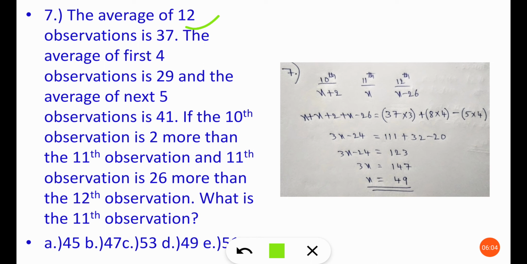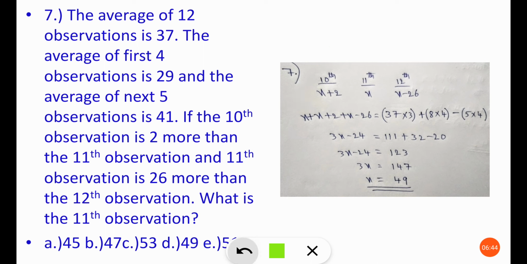So, the average of first 4 observations is 29. This average 29 is 8 less than the normal average 37. And again, the average of next 5 observations is 41. And this 41 is 4 greater than the normal average 37. So we'll write like this. First of all, we take 11th observation as x, because they asked to identify the 11th one. That's why 11th is x. 10th observation will be x plus 2 according to the question, and 12th observation is x minus 26.